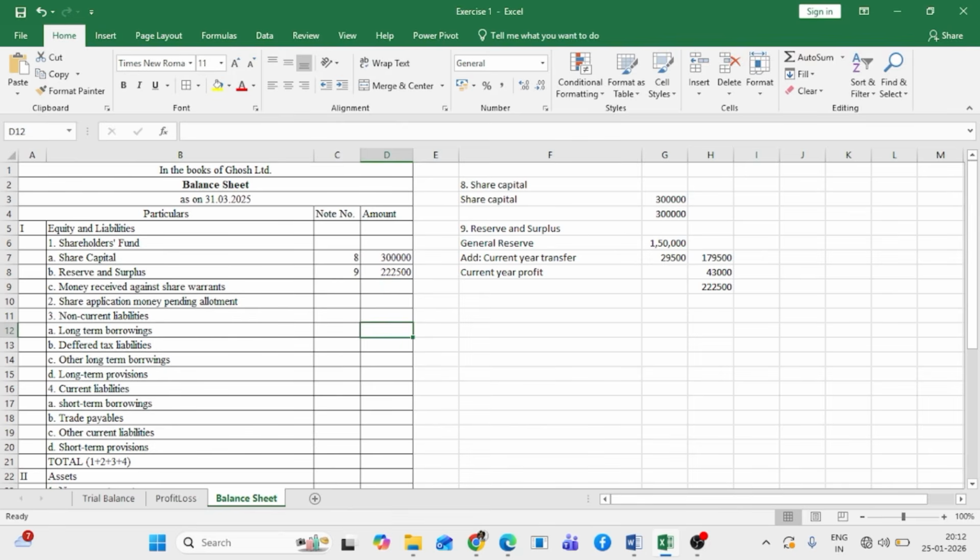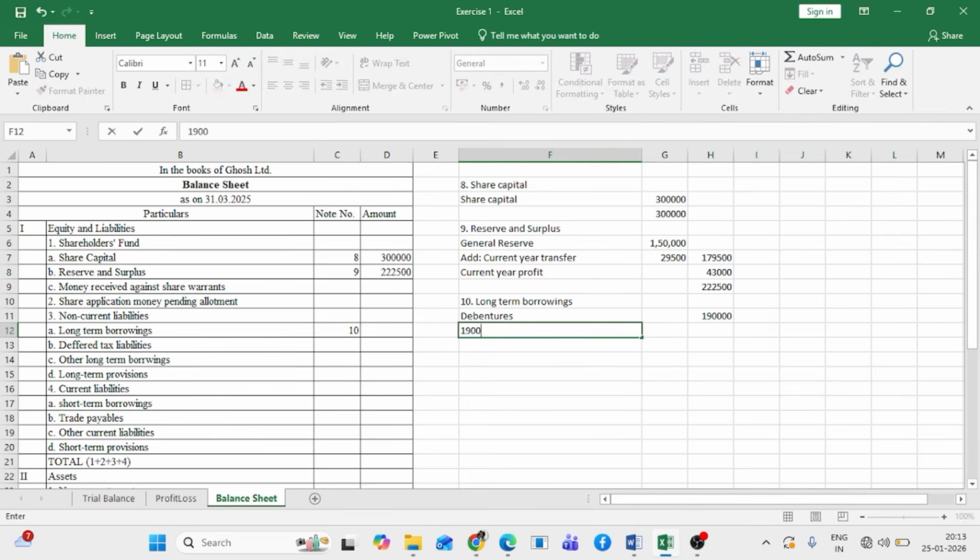Now for long-term borrowings, we'll see is there any debentures or anything like this. In this case, we have the debentures amount. So this is your debenture, long-term borrowing. My long-term borrowings is your debentures. What is the amount of your debentures? It is 1,90,000. So here I will write 1,90,000 as the total of my debentures.